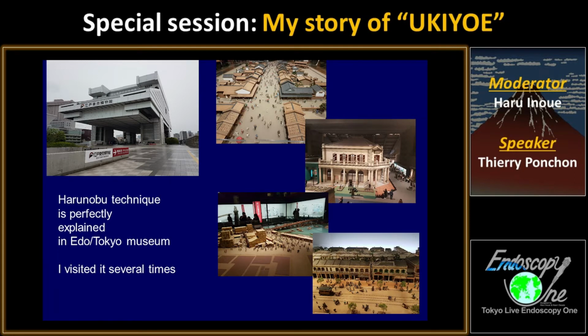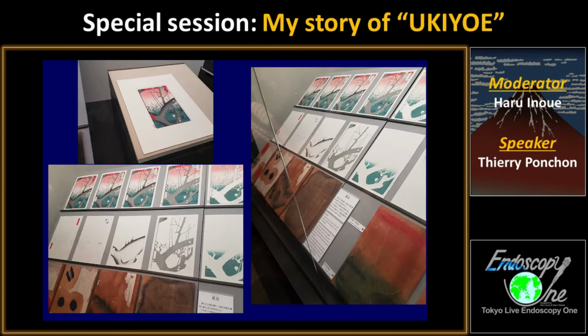You have a lot of interesting exhibitions about Japan from the past, or Japan from the 19th century. And this is a famous ukiyo-e from Hiroshige, a plum tree. You see how the plum tree is printed step by step using different woodblocks, with different colors applied on different woodblocks all along. You see from right to left how the ukiyo-e is progressively completed using different colors.